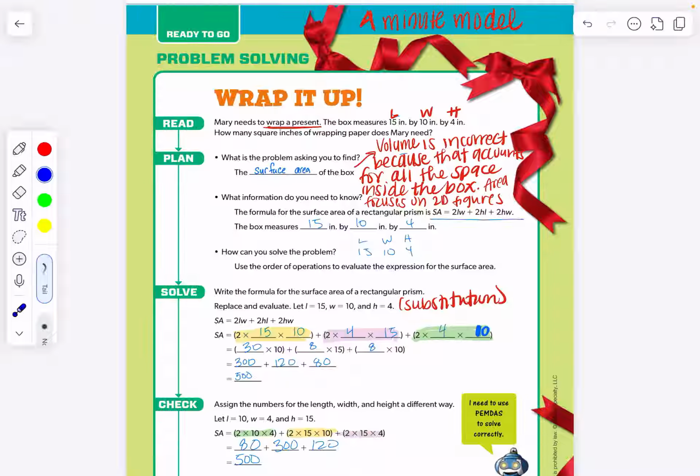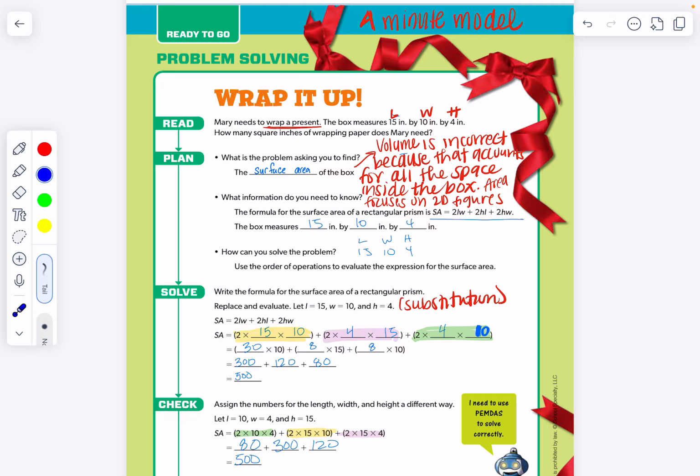The answer is that this question is not asking you for volume because volume accounts for the space that is inside of a box. Volume is a good guess, though, because we have been given 3 different units, and we know that volume requires 3 different units to multiply together. However, because we are wrapping a present, we are talking about the outside of the box, not the inside of the box. We're not filling the box. We are utilizing paper to wrap around the outside of the box.